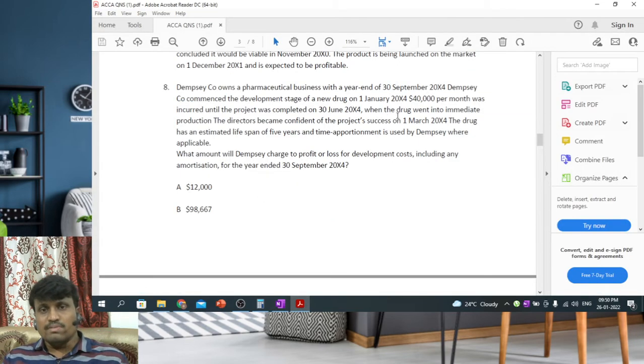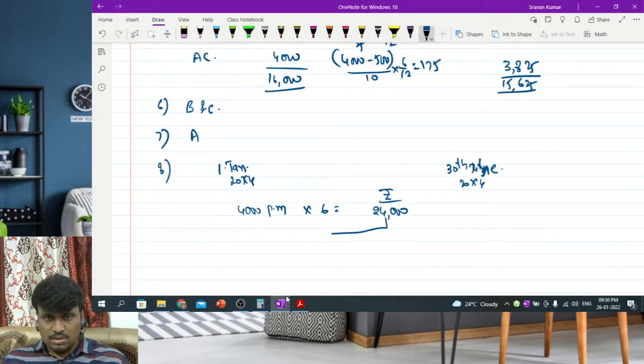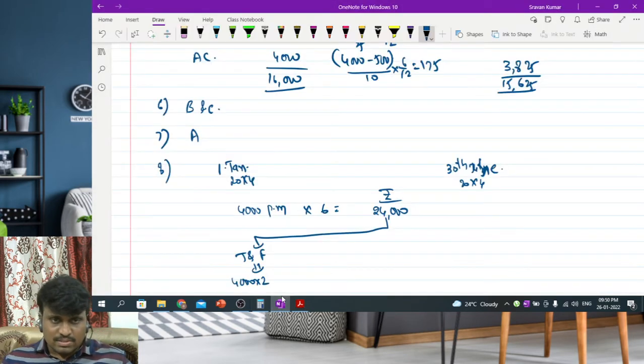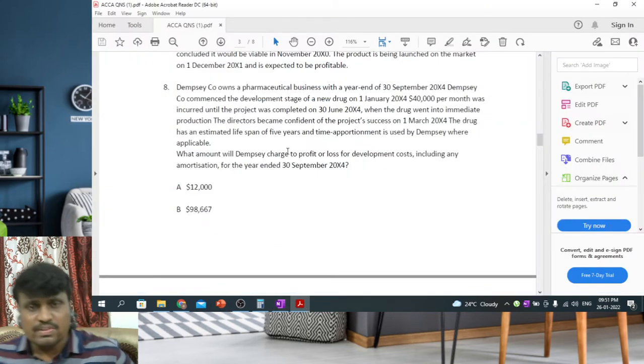So 24,000 is spent. The drug went into immediate production, and the directors became confident of the project's success on 1st March. What does that mean? Till 1st March, they didn't have any confidence in completion of that project. So the amount spent in January and February, 2 months, is expensed. That is, 4,000 into 2, which is 8,000. Then they have confidence from 1st March.